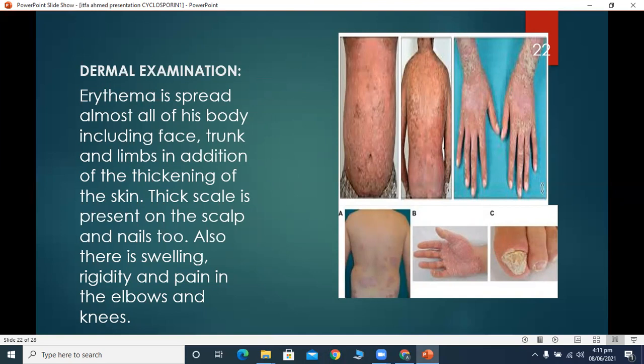By dermal examination, we found that the erythema is spread over almost all of his body, including the face, trunk, and limbs. In addition to the thickening of the skin, thick scale is present on the scalp and nails too, and also there is swelling, rigidity, and pain in the elbows and knees.